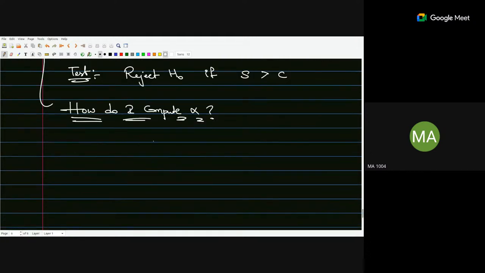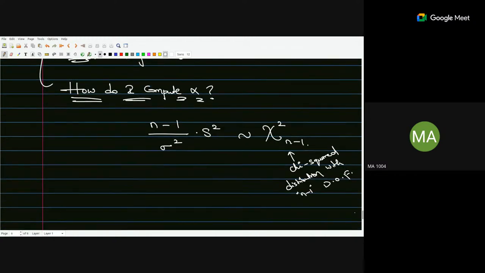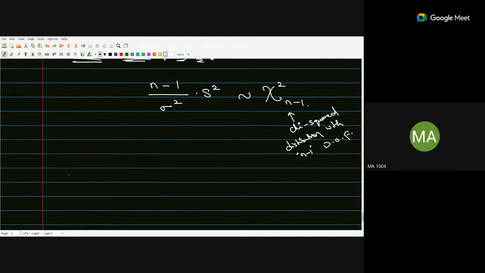If S square is my sample variance, then n minus 1 divided by sigma square times S square follows chi-square with n minus 1 degrees of freedom. So this is the chi-square distribution. Again, this chi-square distribution depends on the number of samples we take. Now we are going to use this to compute alpha.